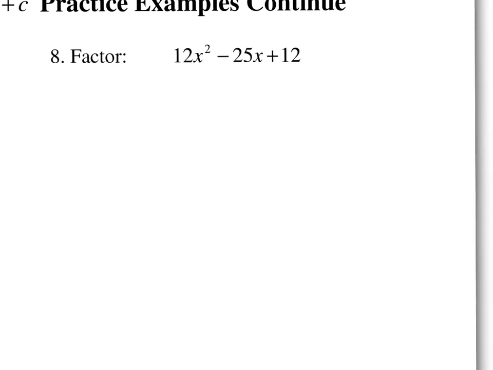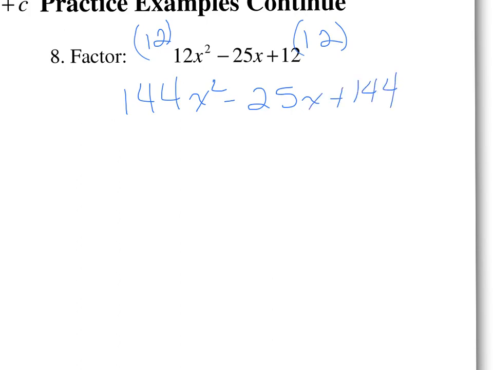All right, on number 8, 12x squared minus 25x plus 12. The 12 is not common, so we're going to use the square root method again. Multiply the front and the end term both by 12. So 144x squared minus 25x plus 144. Then square root the first term. The square root of 144x squared is 12x, so we're going to have 12x times 12x. The negative sign will come down, so we'll have a negative here. Negative times positive makes negative, so we will have 2 negatives.